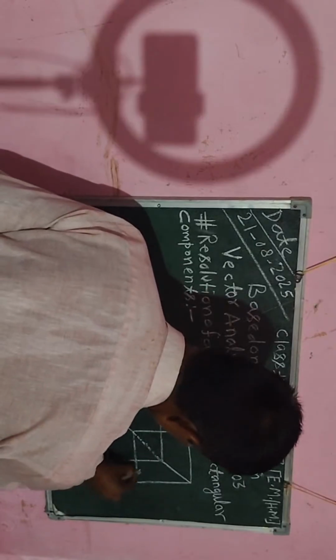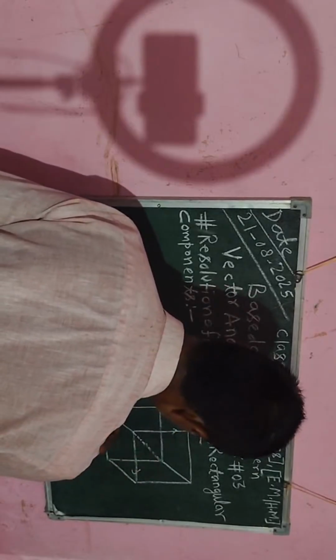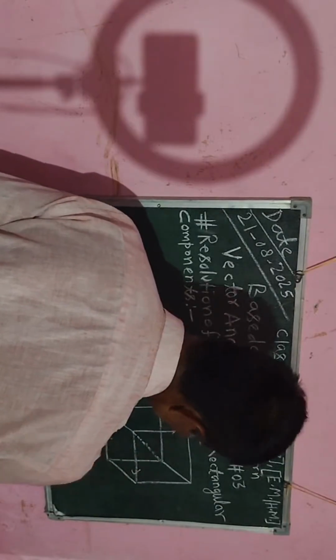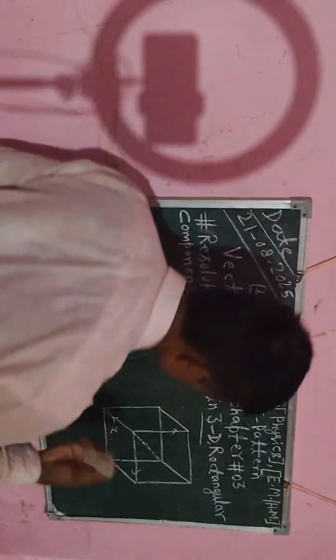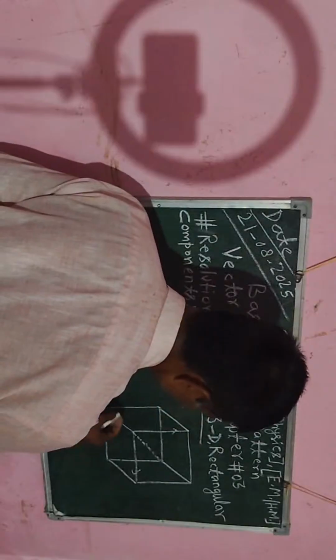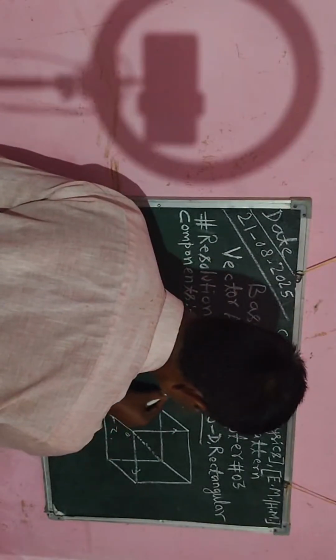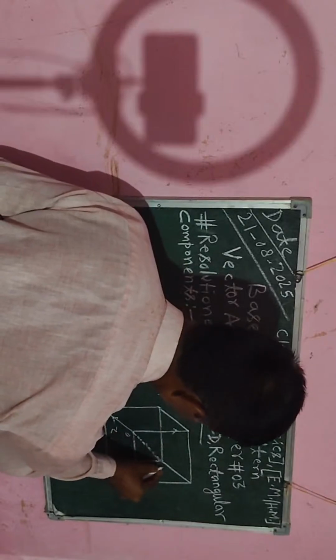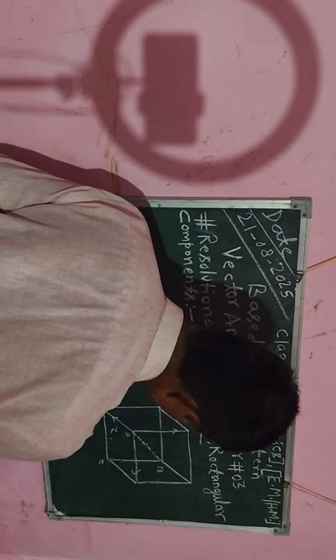So this will be the x-axis, and this will be the y-axis, and this will be the z-axis. So all axes I have written here. Okay. Now if I want to give its name, so this will be origin, and this is point A, this is point B, and this is point C, and this will be D.